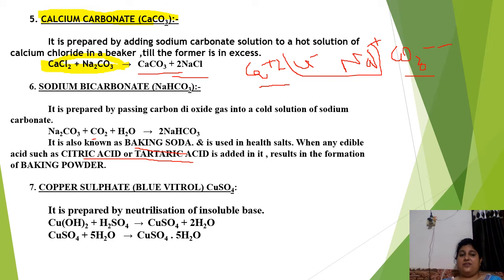When we add carbon dioxide and water to sodium carbonate, it gives a combination reaction and results in the formation of sodium bicarbonate. I hope it is clear to you. Now the last one is copper sulfate, that is also known as blue vitriol.